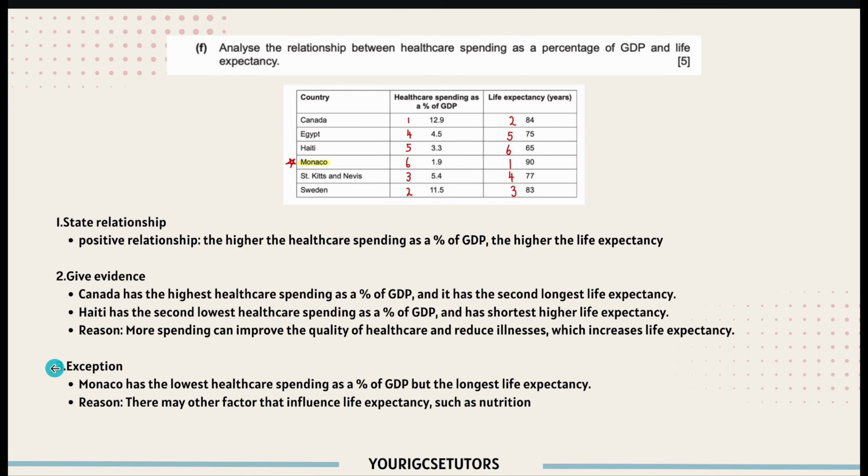And definitely the third part, you need to give the exception, which I have mentioned just now. It's Monaco. So Monaco has the lowest healthcare spending as a percentage of GDP, but has the longest life expectancy. So the reason can be there may be other factors that influence life expectancy, such as nutrition. So for example, they have a very healthy lifestyle and nutrition, which makes them have a higher life expectancy.